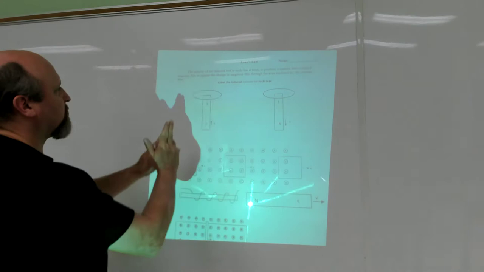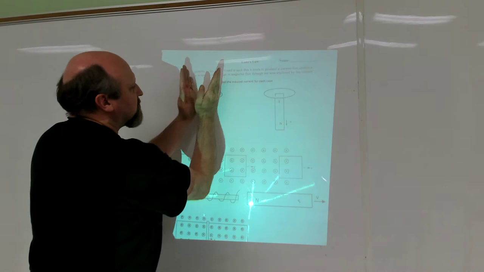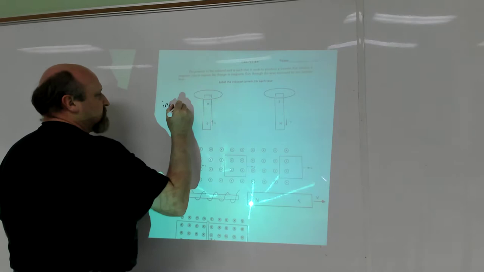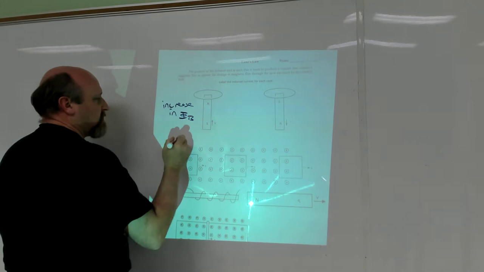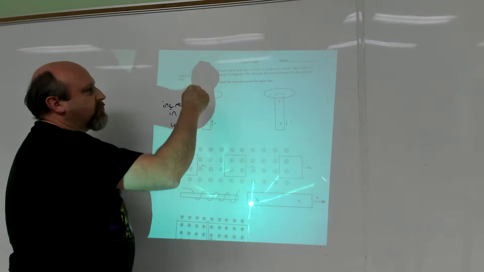Well, first of all, field lines go up out of a north pole of a magnet. So as I push this closer, field lines that would have missed are now going to go through the loop. So the change in flux is that we have an increase in flux up through the loop. Therefore, the current has to flow to try to make more flux go down through the loop. That's what has to happen.